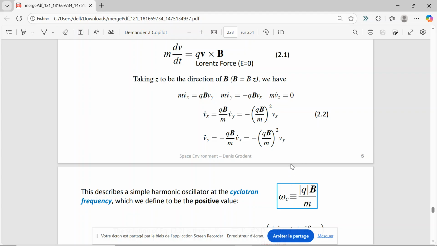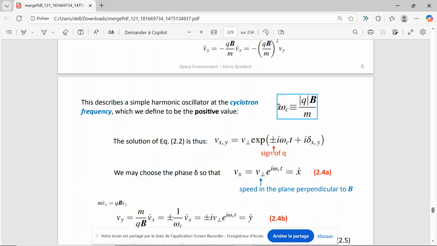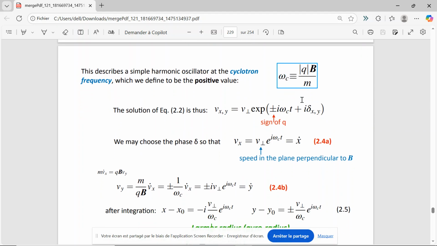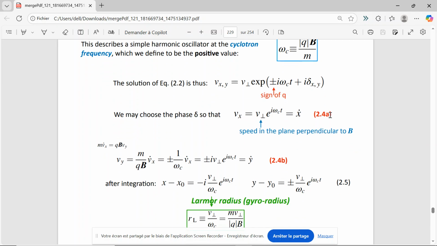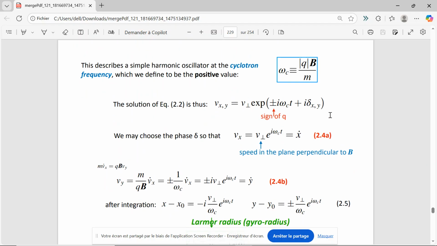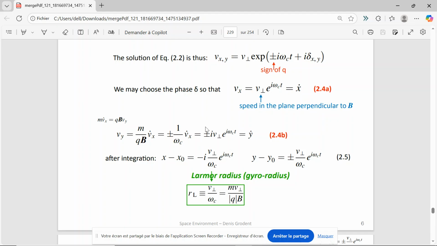in the direction of the magnetic field. So it remains at the same place. However, it just turns. And we can describe the cyclotron frequency. Simple as that. So we can find Vx and Vy like this. We may choose the phase. So the speed in the plane perpendicular to B, Vx. However, we don't move in the direction of B. We just turn. Simple as that.